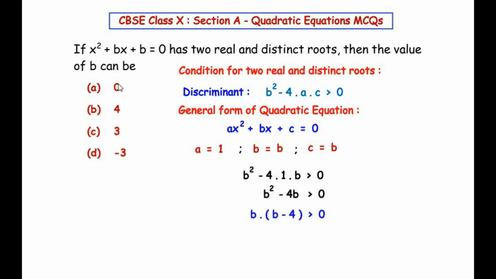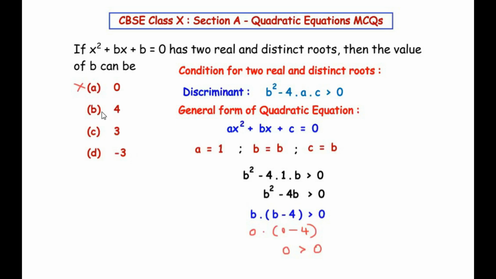Now we have to see which of the values of b satisfies the condition we have got over here. So let us start by taking the value of b as 0. So if you put the value of b as 0 here, so we get 0 times, now 0 minus 4. Let us see if it is going to be greater than 0. So 0 multiplied with anything is 0 itself. So we cannot write 0 is greater than 0 because it doesn't make sense. So here our option A is going to be incorrect.